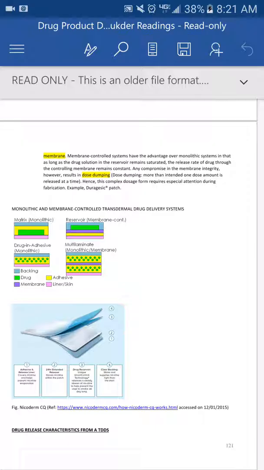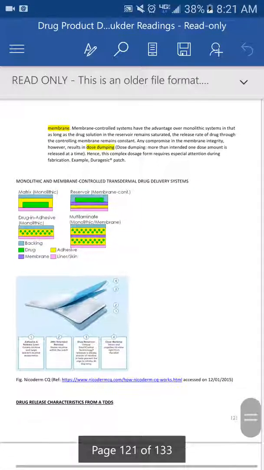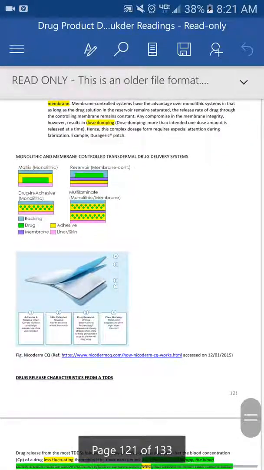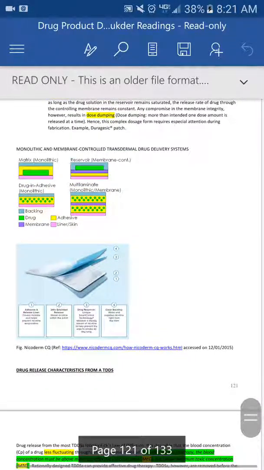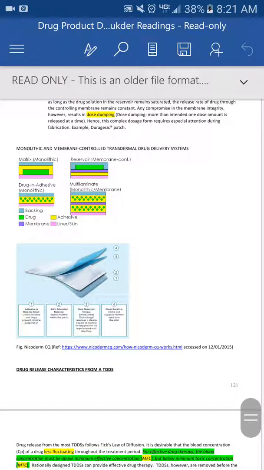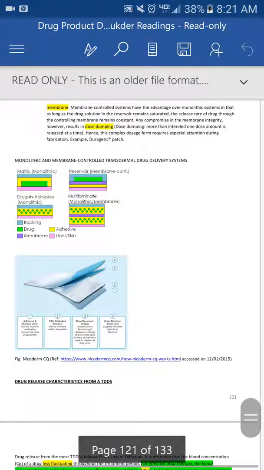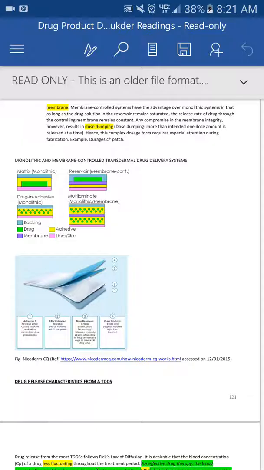Membrane-controlled systems have the advantage over monolithic systems in that as long as the drug solution in the reservoir remains saturated, the release rate of the drug through the controlling membrane remains constant. Any compromise in the membrane integrity results in dose dumping. Dose dumping: more than the intended dose amount is released at a time.